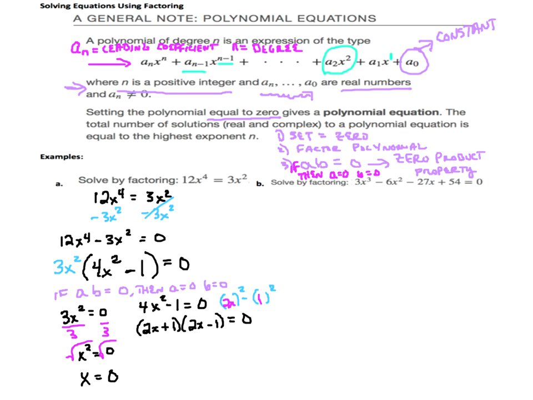Now I'm to the point of being able to use my zero product property again. You see I have something multiplied by something equals 0. So here I either have 2x plus 1 equals 0 or 2x minus 1 equals 0. And now I just solve the linear equations here, which y'all could probably do blindfolded on one foot. Subtract 1 from both sides. And I'm going to add 1 to both sides. And this is 2x is negative 1.